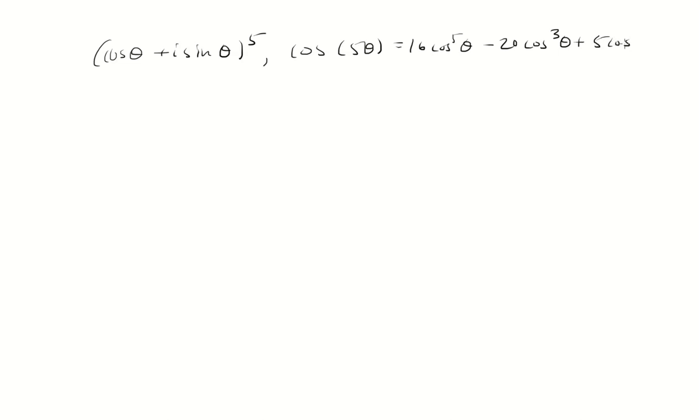Using De Moivre's theorem and the binomial expansion of (cosine theta plus i sine theta) to the fifth power, or otherwise, show that cosine 5 theta is equal to 16 cosine to the fifth theta minus 20 cosine cubed plus 5 cosine theta. Because you want cosine 5 theta, that's going to equal the real part of (cosine theta plus i sine theta) raised to the fifth power.